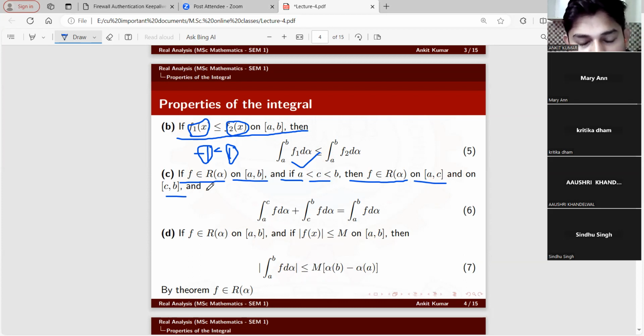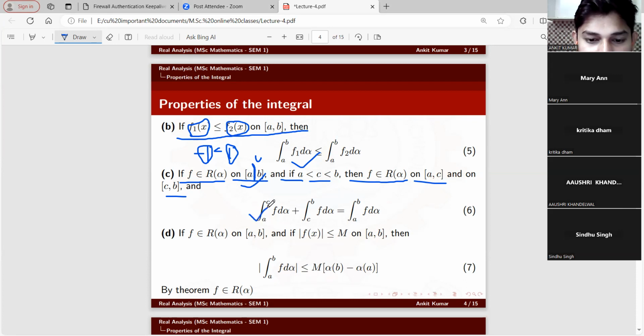So first of all, understand this line. If f is Riemann Stieltjes integrable on the closed interval a comma b, and if a point c lies between a and b, then f is also Riemann Stieltjes integrable on the interval a to c and on the interval c to b, in both the intervals. So mainly, if f is Riemann Stieltjes integrable on closed interval a comma b, then if we divide this interval into two sub-intervals, f is also Riemann Stieltjes integrable on these sub-intervals. Okay?